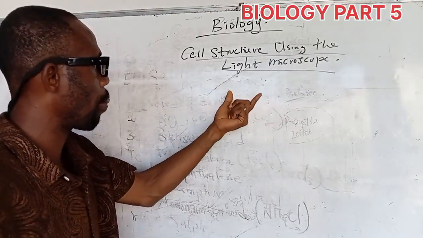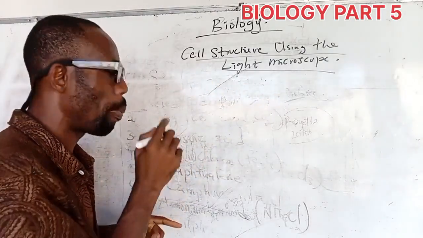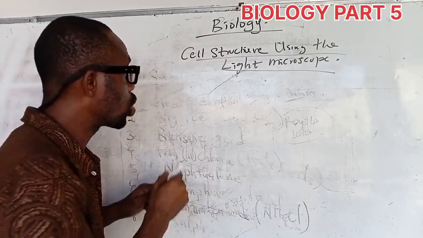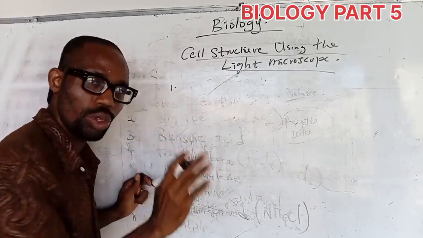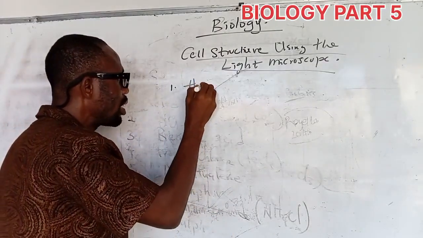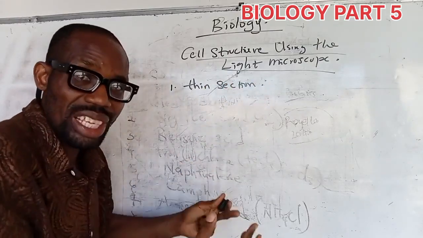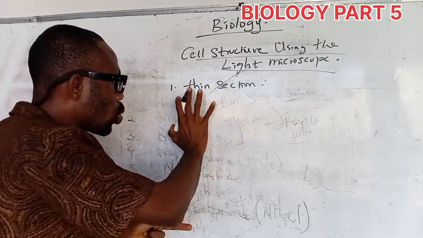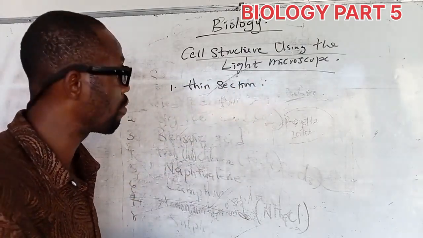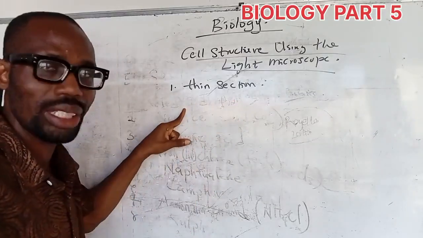So for the material that is going to be studied, to know what its structure looks like, the plant or animal material is cut into, number 1, take notes, a thin section. This is to allow easy visibility, giving you a clear view of what that cell material looks like.